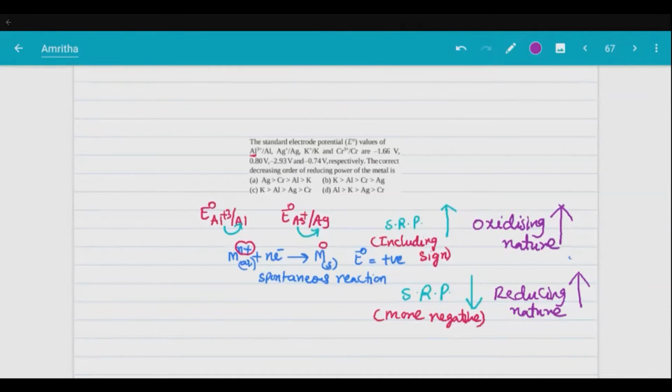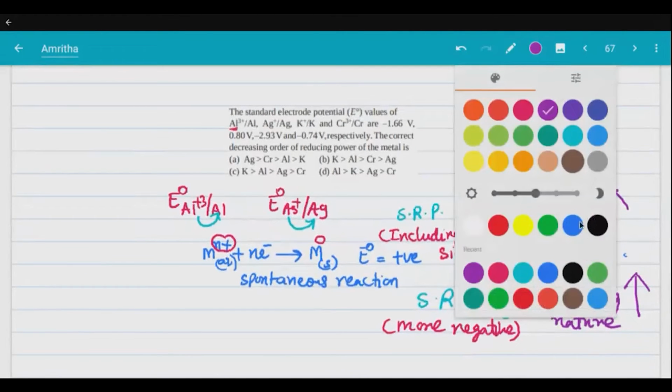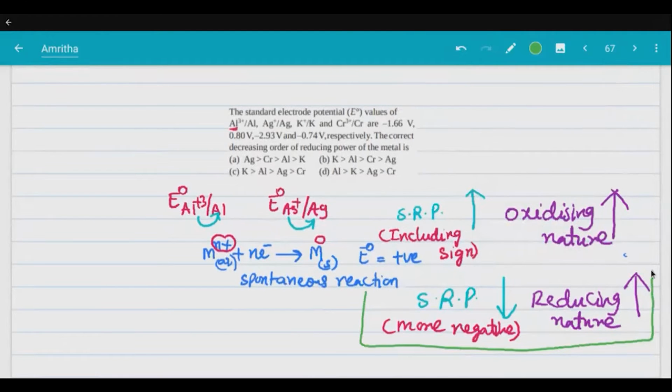Now you can compare these values. They are asking about reducing nature, reducing power. Reducing power means SRP should be least. The values are given here: Al minus 1.66, Ag plus 0.8. Which one is more negative? Clearly minus 2.93, potassium. Potassium is the most negative, so potassium should be highest.